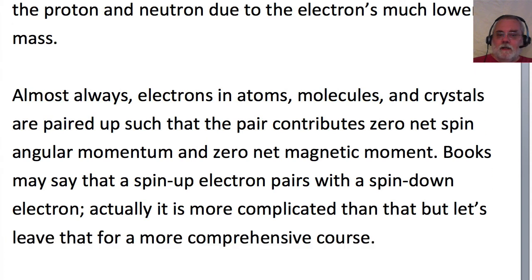Almost always, electrons in atoms, molecules, and crystals are paired up such that the pair contributes zero net spin angular momentum and zero net magnetic moment. Books may say that a spin-up electron pairs with a spin-down electron. Actually, it's more complicated than that, but let's leave that for a more comprehensive course.